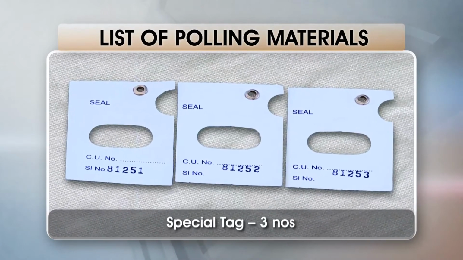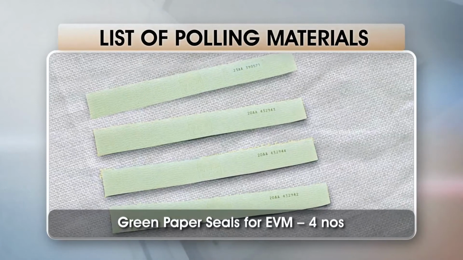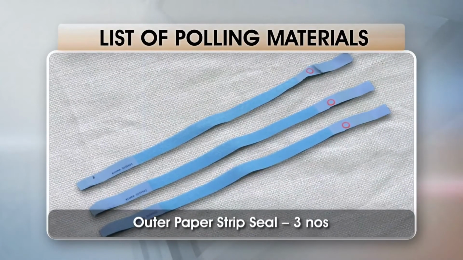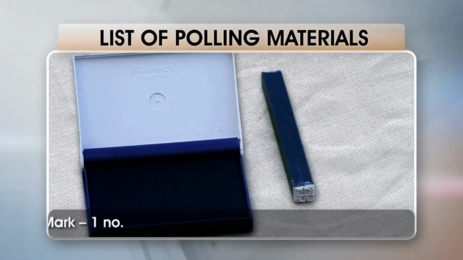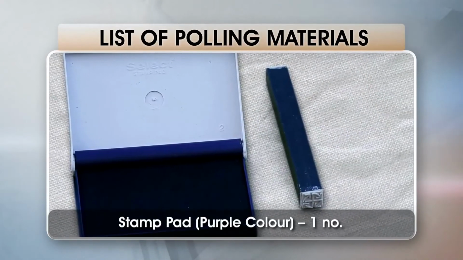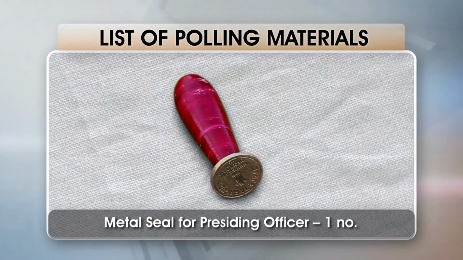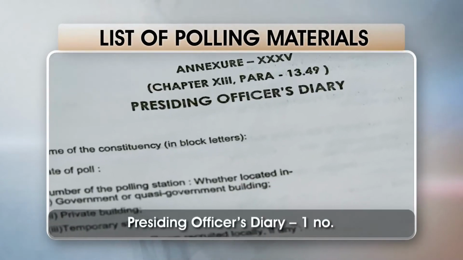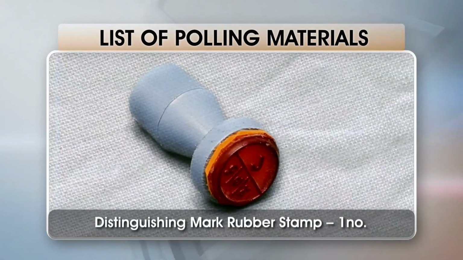Special tag, 3 numbers. Green paper seals for EVM, 4 numbers. Outer paper strip seal, 3 numbers. Rubber stamp arrow cross mark, 1 number. And stamp pad, purple color, 1 number. Metal seal for presiding officer, 1 number. Presiding officer's diary, 1 number. And distinguishing mark, rubber stamp, 1 number.